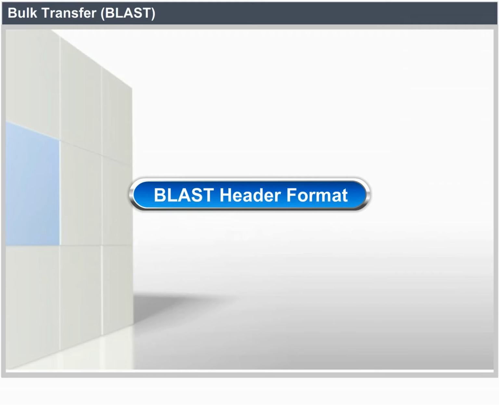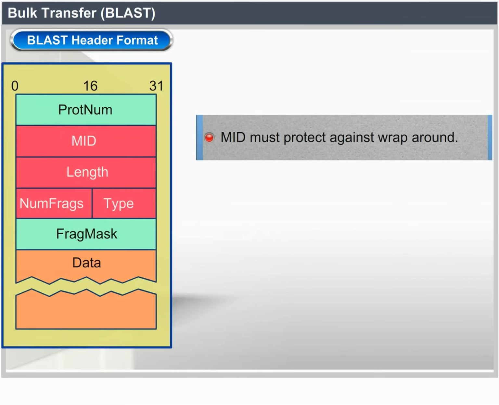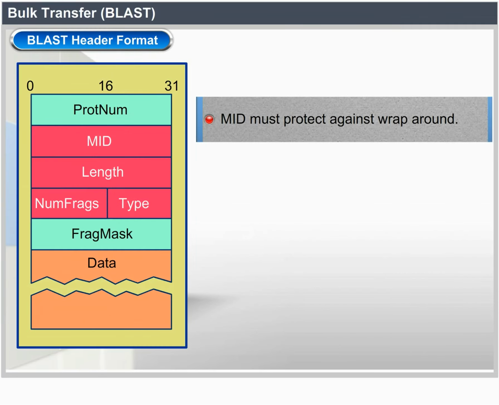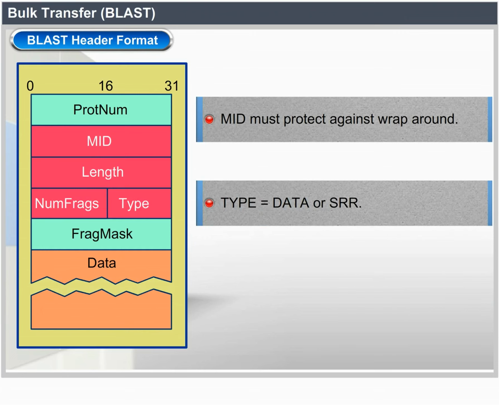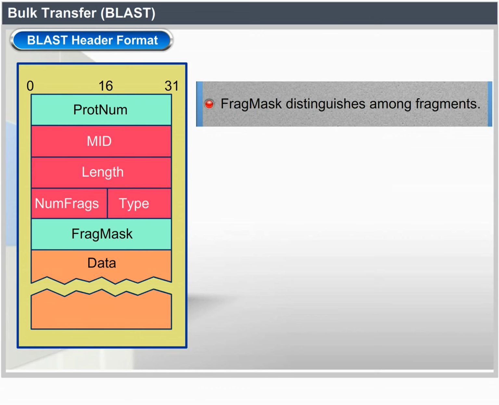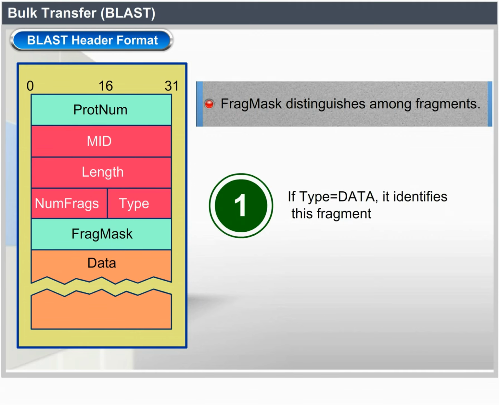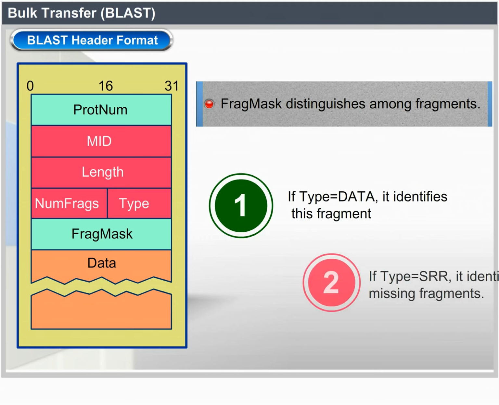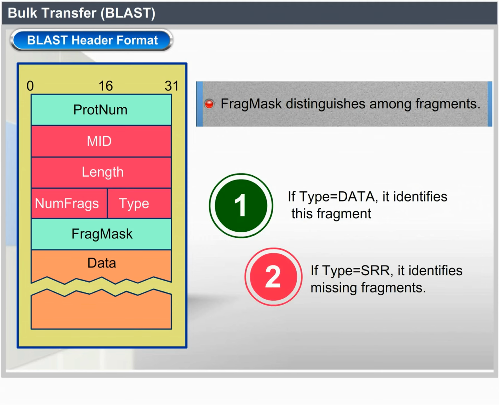Blast header format. MID must protect against wraparound. Type is equal to data or SRR. Num frags indicates the number of fragments. Frag mask distinguishes among fragments. If type is equal to data, it identifies this fragment. If type is equal to SRR, it identifies missing fragments.